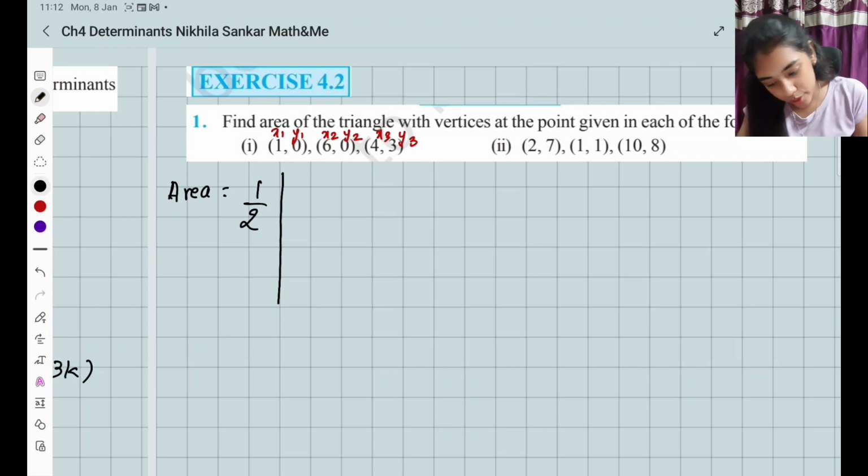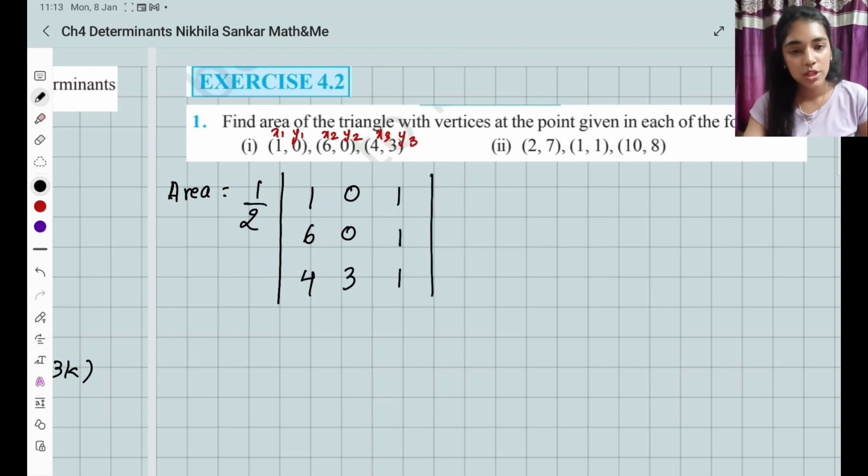So area எப்படி கண்டுபிடிக்க போறோம்? I'm going to write x1, x2, x3 in the first column. So I have 1, 6, 4. Then y1, y2, y3 in the second column. So 0, 0, 3. Last column la 1, 1, 1. So this is how you find the area of a triangle using determinants method.